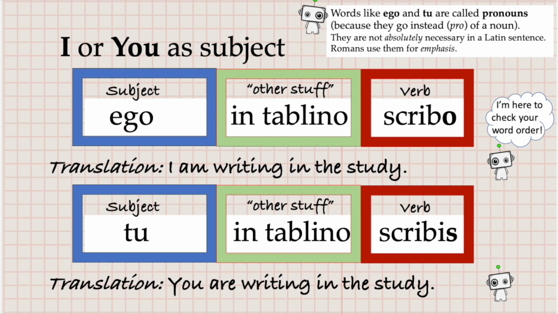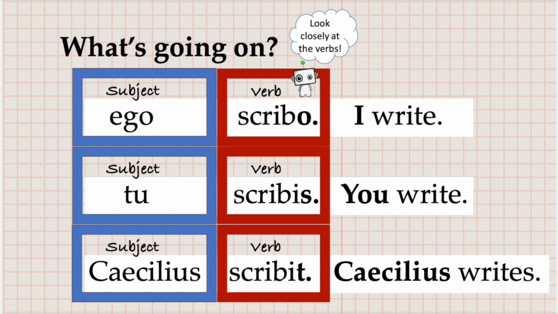Little Robot's also here to remind us that words like ego and tu are called pronouns because they go instead of a noun. They're not actually absolutely necessary in Latin sentences, but Romans use them for emphasis to make it really clear who's doing the action.